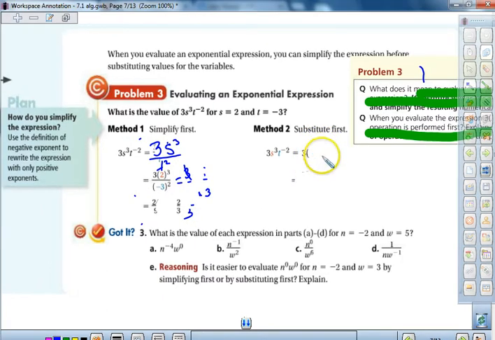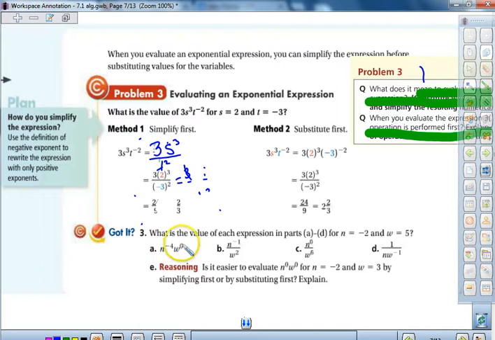Now they also show another way, that you could substitute first. And this also works as you're doing the problem. You're still going to apply your rules, and you still get the same solution of 2 2/3, or if we are looking at that, of 8/3.